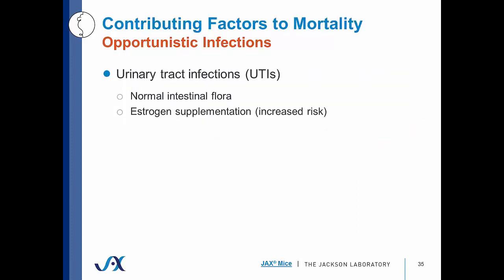Foreman. And so some of the contributing factors to mortality include urinary tract infections, and as I mentioned, this is due to normal intestinal flora, as well as estrogen supplementation providing an increased risk of developing these urinary tract infections. NSG mice, as many of you may be aware, are used for patient-derived cancer xenograft studies, and for many of these models, they require estradiol supplementation. And so mice that are receiving this estradiol supplementation are at an increased risk for developing these urinary tract infections. And so this commonly presents as ascending renal infection and pathology.